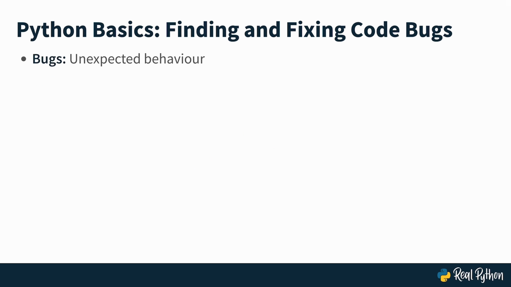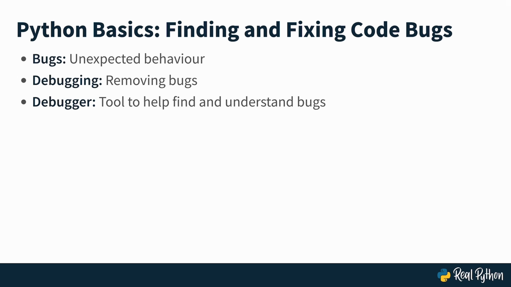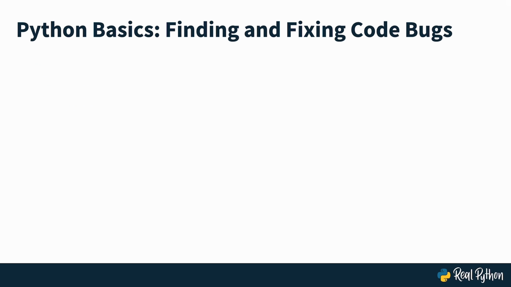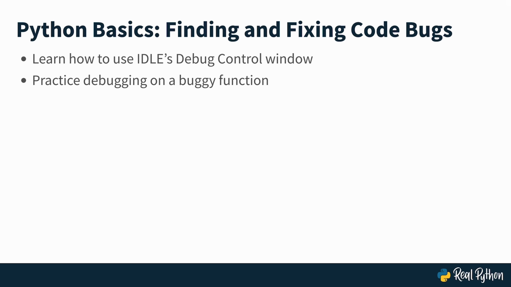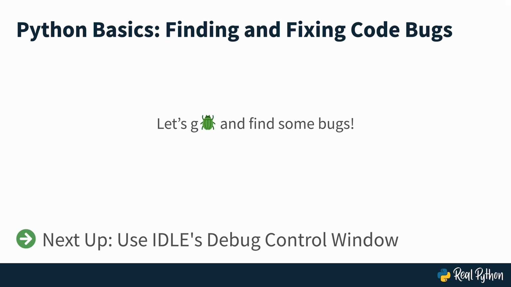Removing bugs is called debugging, and the debugger is a tool that helps you find bugs and understand why they're happening. Knowing how to find and fix bugs in your code is a skill that you will use for your entire coding career. In this video course, you will learn how to use IDLE's debug control window, and you will practice debugging on a buggy function. So let's get started.